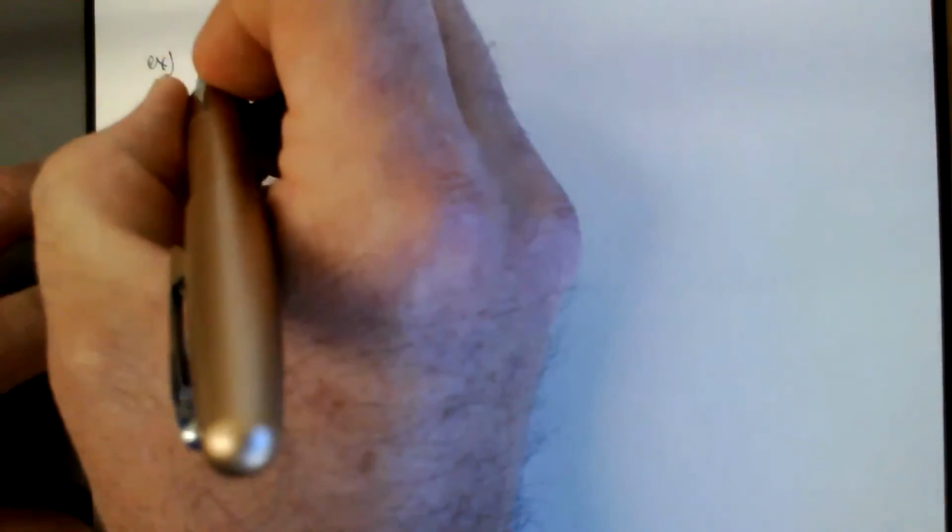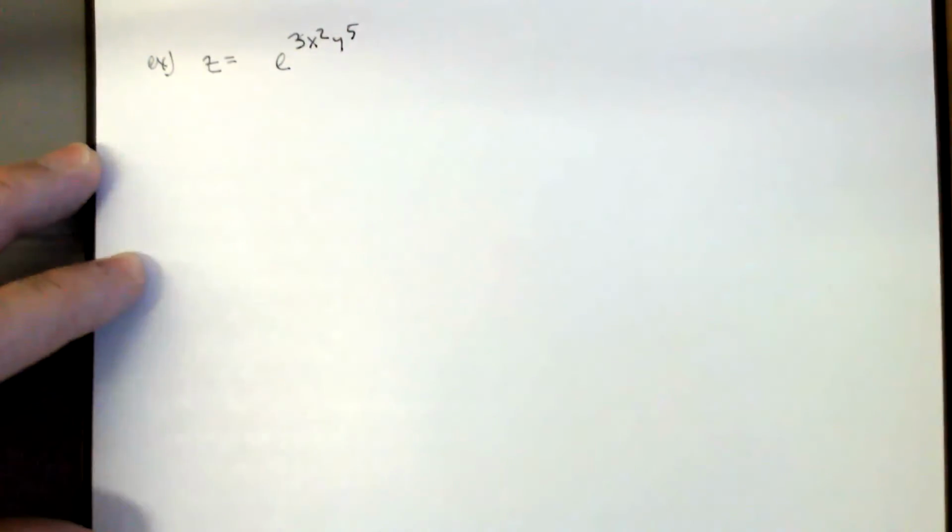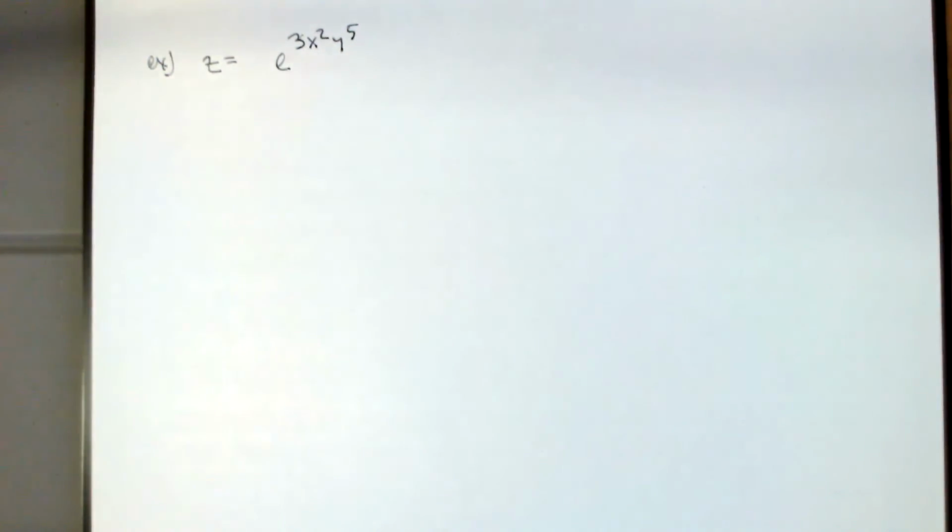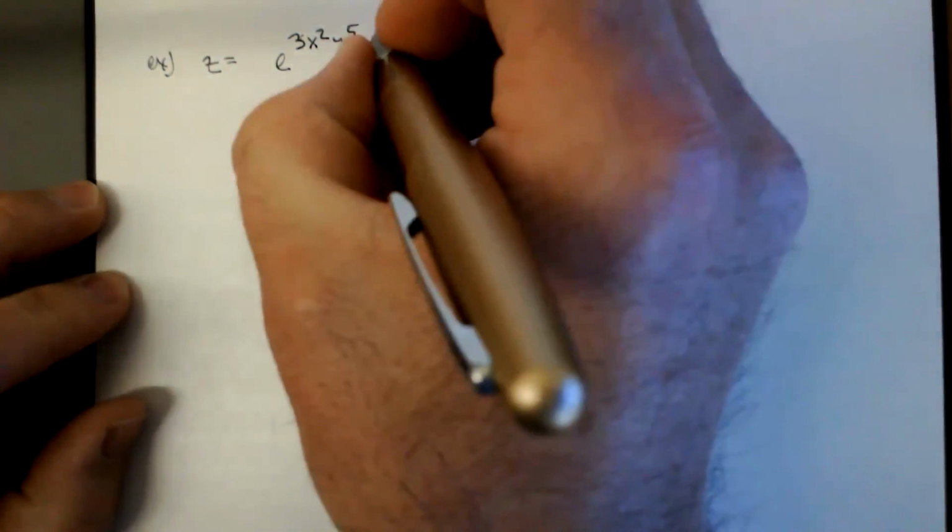So product rule and quotient rule are always in effect. So for example, if z is, let's say, e to the 3x squared y to the fifth. This is a chain rule problem. I've got e to the 3x squared y to the fifth. Oh wait, plus I had another term in the last one, plus 4y.